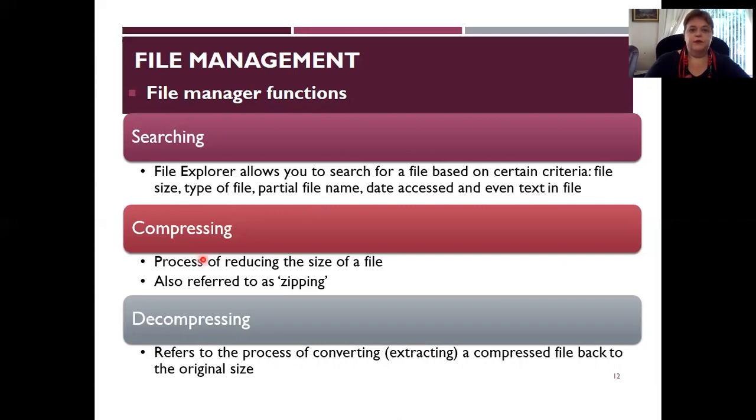The next one, compressing. This is the process of reducing the size of the file. So I want to send to you all of the CAT PowerPoints, but it is going to be too big to send over email. So what I will do is I will right click and I'm going to compress it using either WinRAR, 7-zip, any compression software that you can find. What it does, it presses all the work together and makes the file smaller. We also call this zipping.